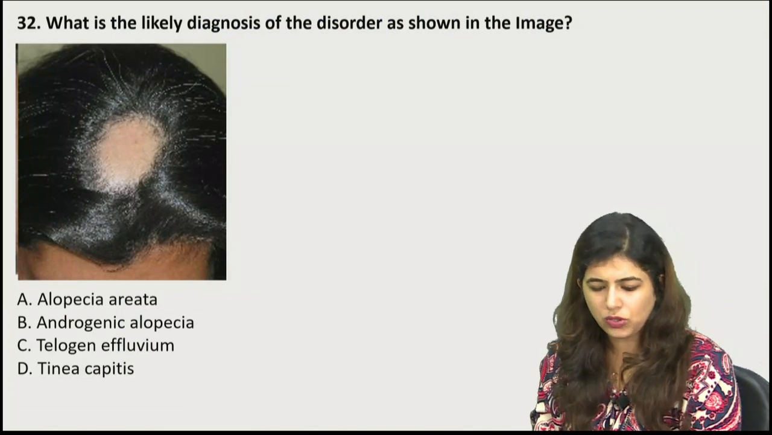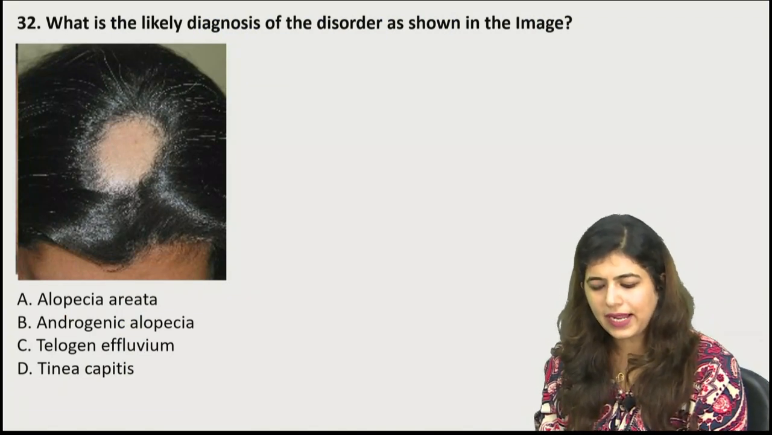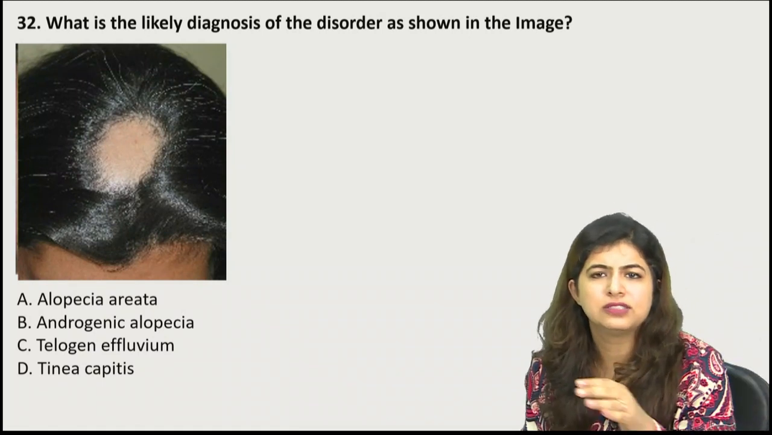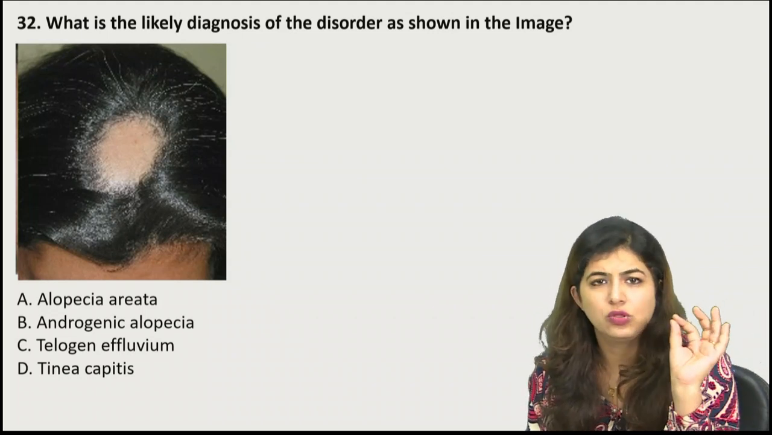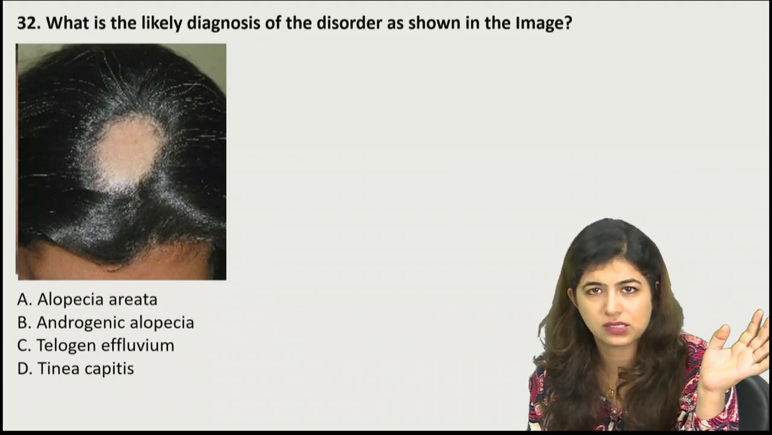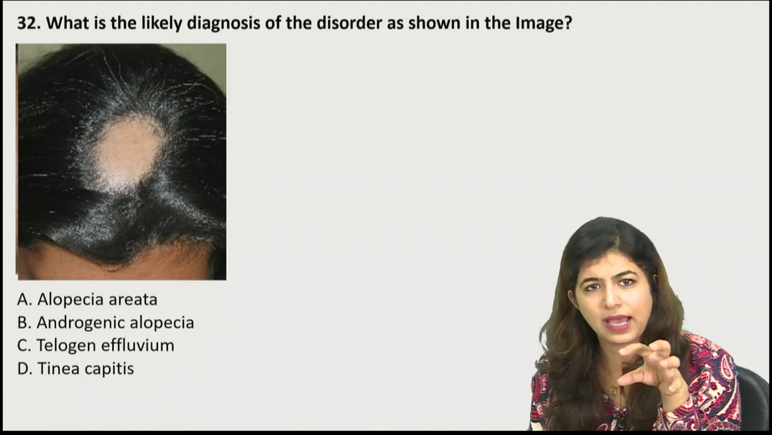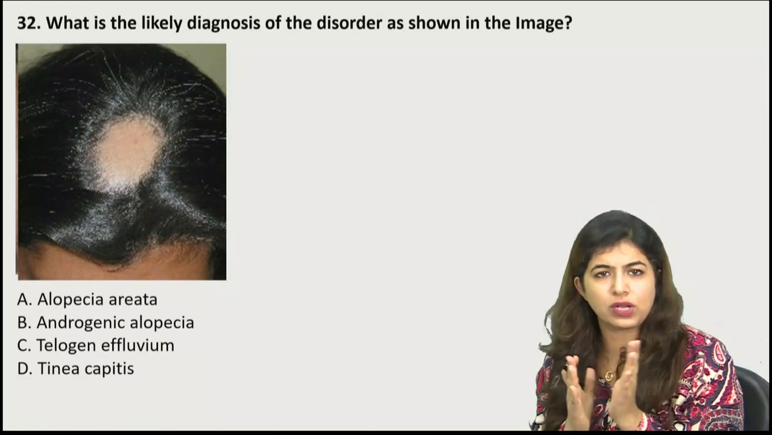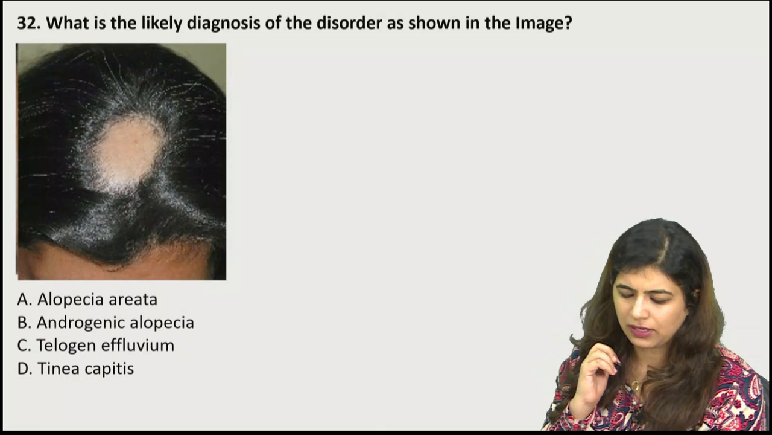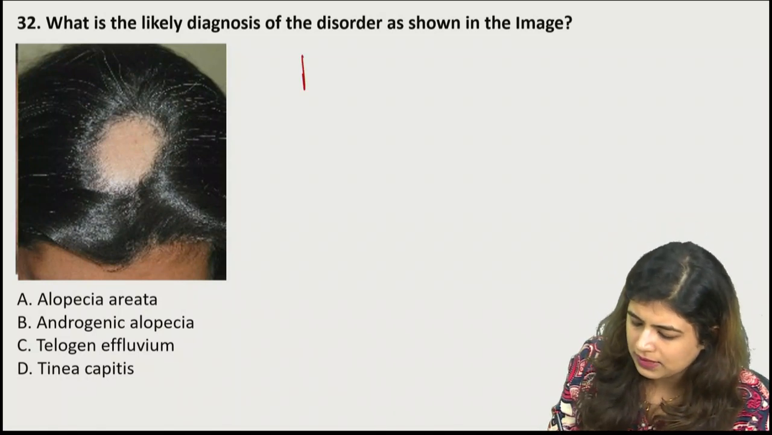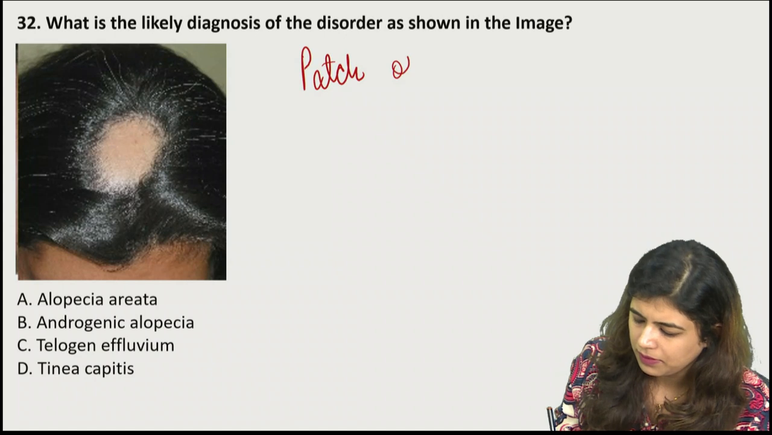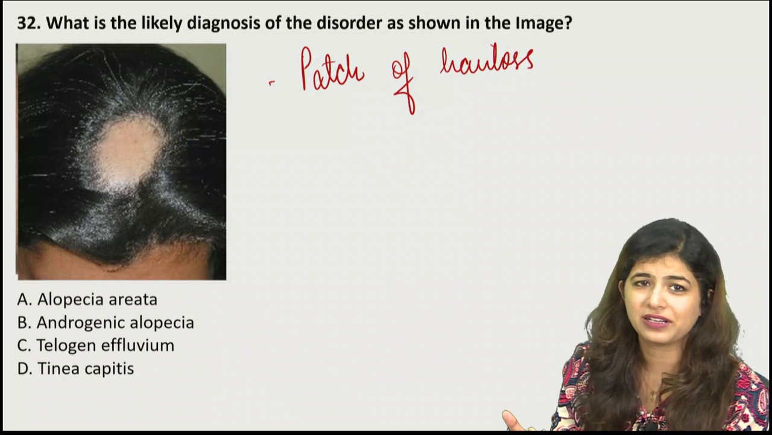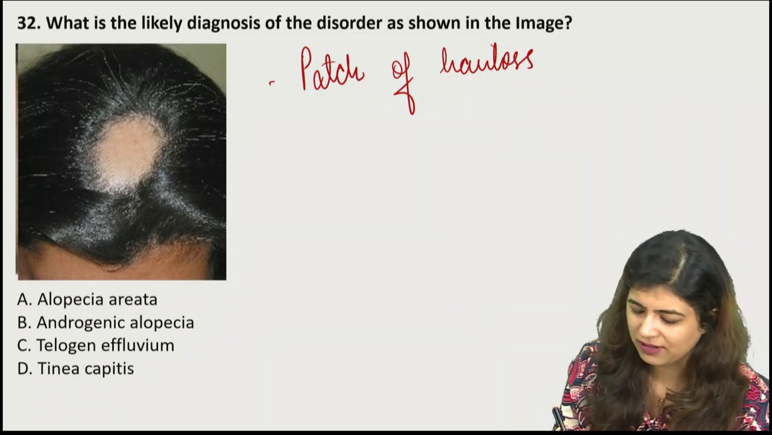Moving to question number 32. What is the likely diagnosis of the disorder shown in the image? So this is just an image based question. There is no hint whatsoever in the text, right? Solely and wholly it is the image which is giving you the answer. Now let us see what the image is telling us. What do I see here? One thing is that I see a patch of hair loss. At least that much I can identify.